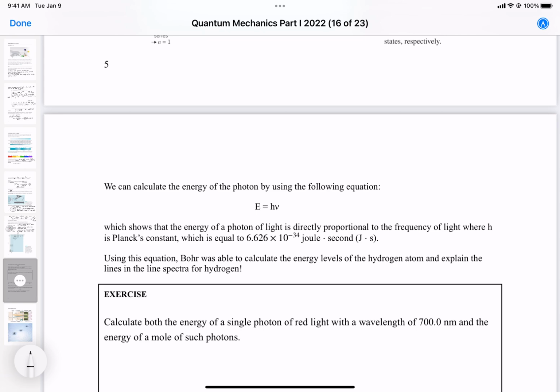Using this equation, Bohr was able to calculate the energy levels of the hydrogen atom, and he could point out, oh, this is where this line comes from in the hydrogen spectrum, and it has to do with these specific energy levels within the hydrogen atom. Even though the hydrogen atom is so small, it has this structure inside the atom that was fascinating at the time and still is. We're still trying to understand the implications of quantum mechanics and what we can use it for.